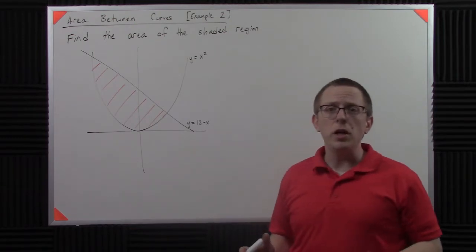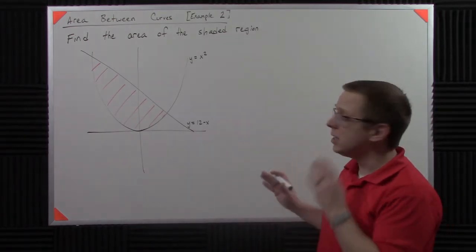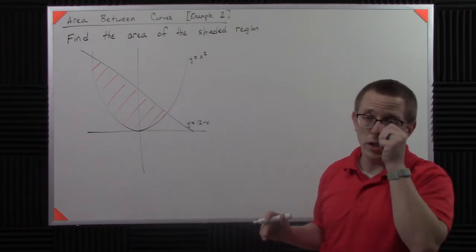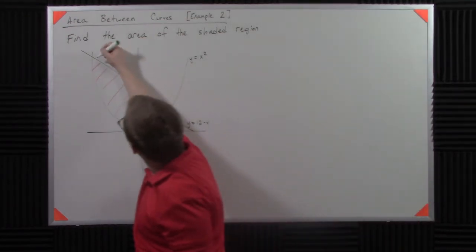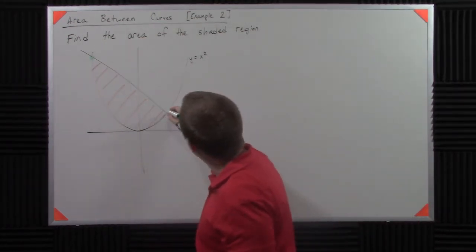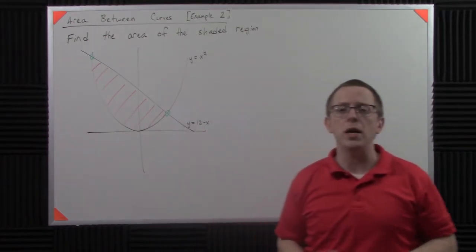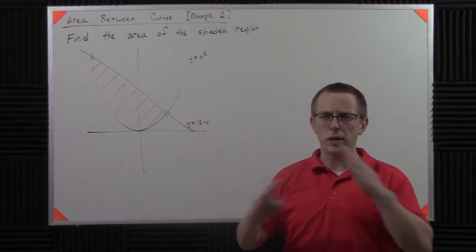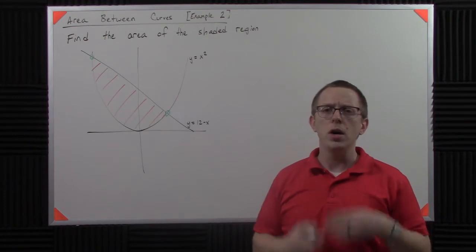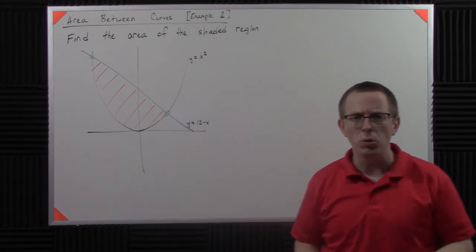Okay, so the first thing we need to do is, I've got these red pieces. Let's find the boundaries. Let's find those intersection points. We need to find this point and that point. The way we're going to do that is we say, well, at these points the graphs cross, so the function values have to be equal to each other.